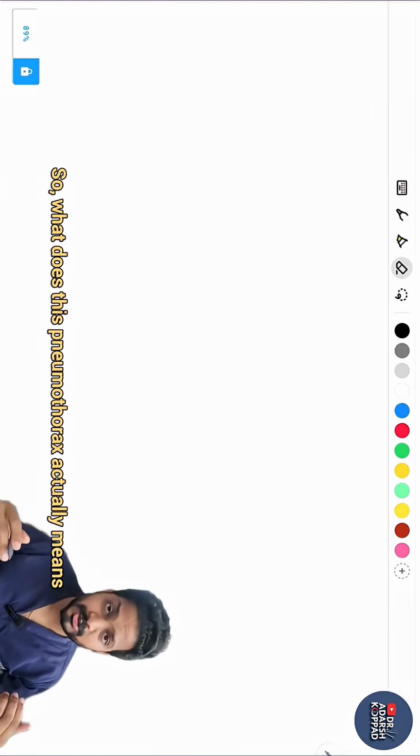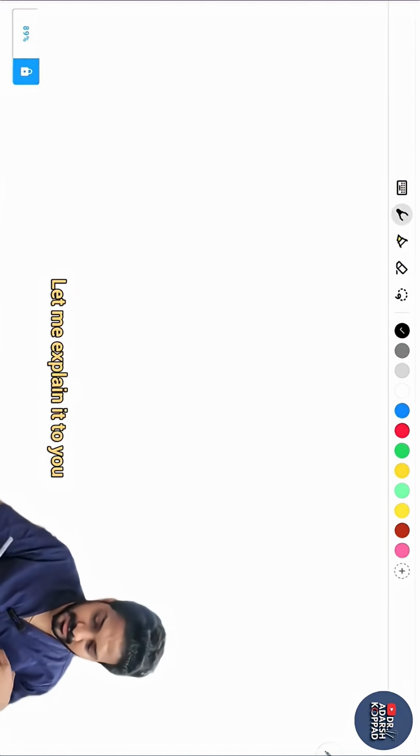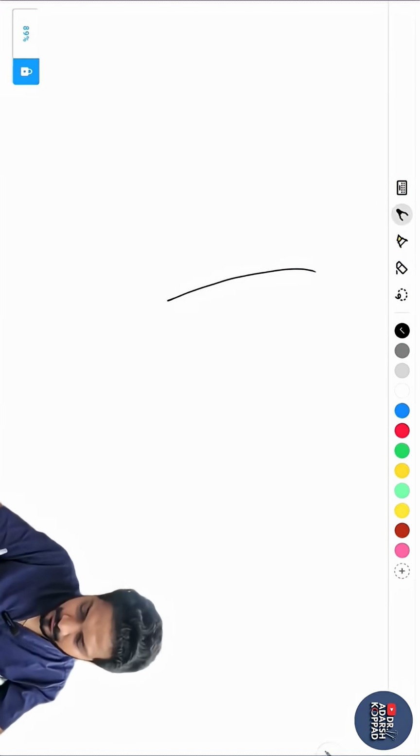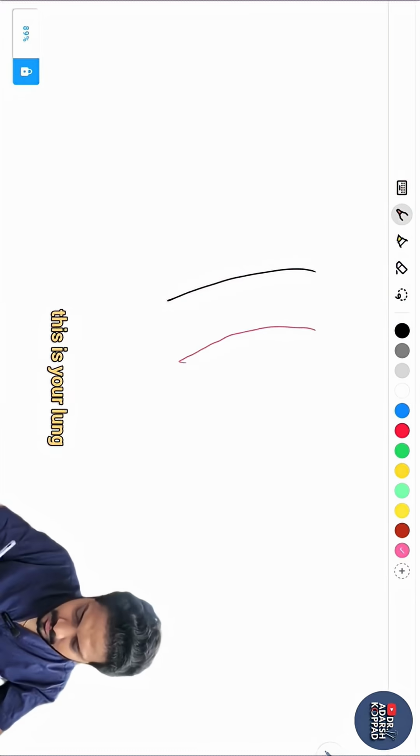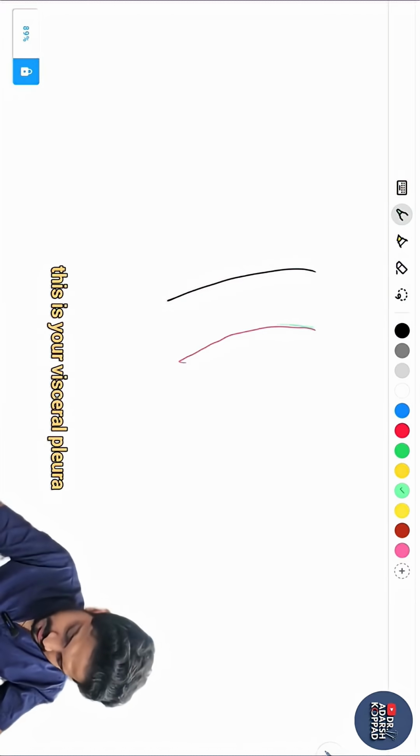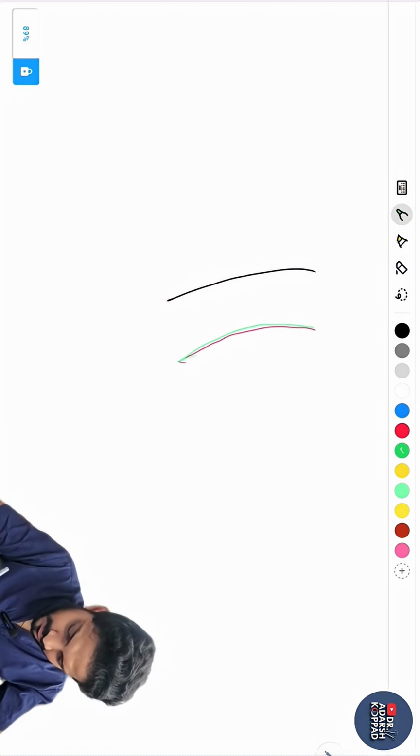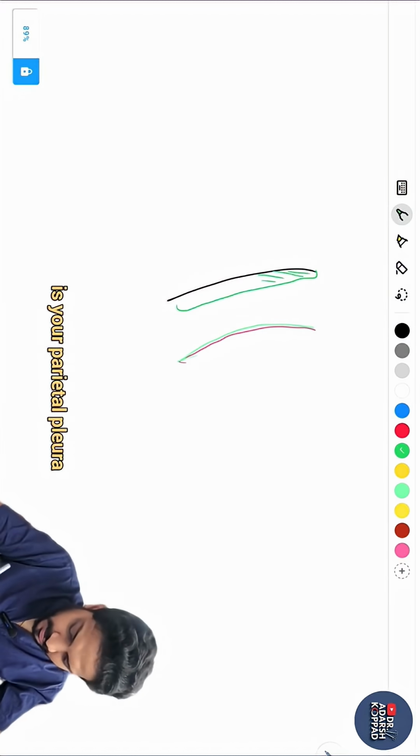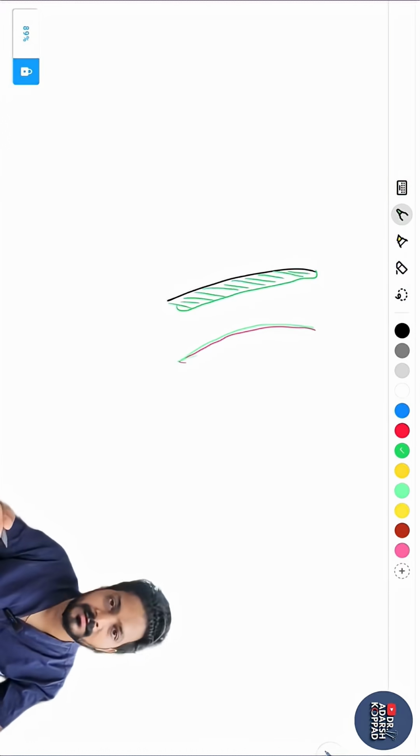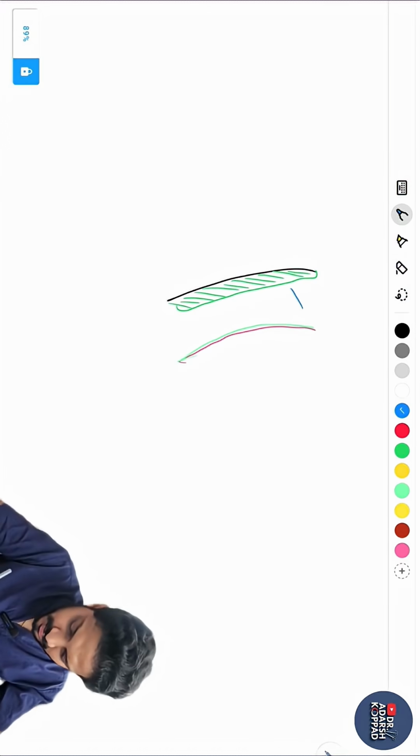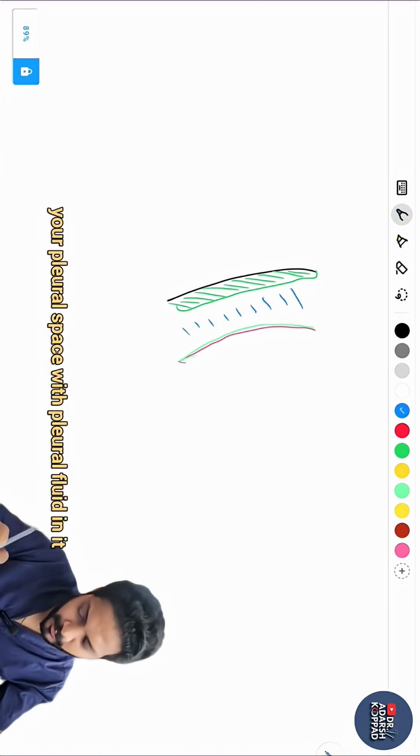What does this pneumothorax actually mean? Let me explain it to you. This would be your chest wall. This is your lung. This is your visceral pleura. And this is your parietal pleura. Okay, and this is your pleural space with pleural fluid in it.